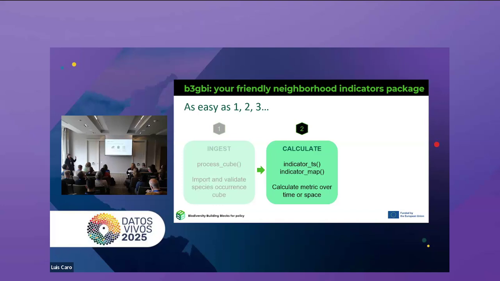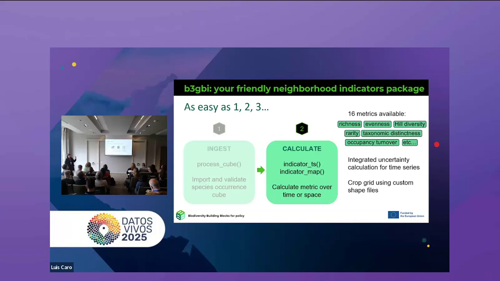Next, you calculate your indicator. Again, this is just one line of code. There are 16 different metrics available in the package at the moment, including richness, evenness, and a number of others. There are uncertainty calculations integrated for time series. It's not yet integrated for maps, but this will be coming eventually. And you can also use your own shape files to get a more specific shape.